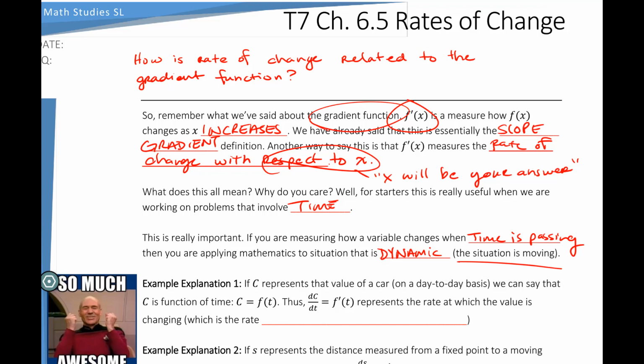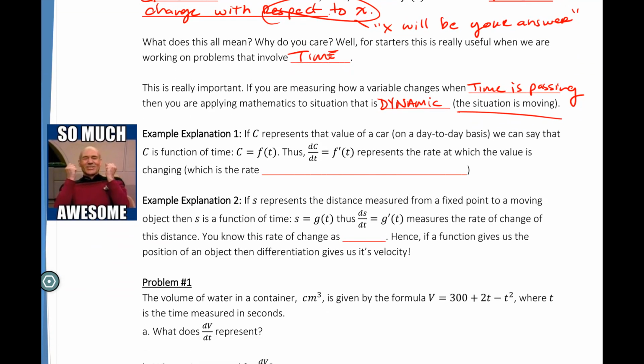Anyway, let's look at a few examples in which we explain the gradient function as a rate of change. Okay, example explanation number 1. If c represents the value of a car on a day-to-day basis, we can say that c is a function of time, where c equals f of t. That means the gradient function dc over dt, or f prime of t, represents the rate at which the value of the car is changing.